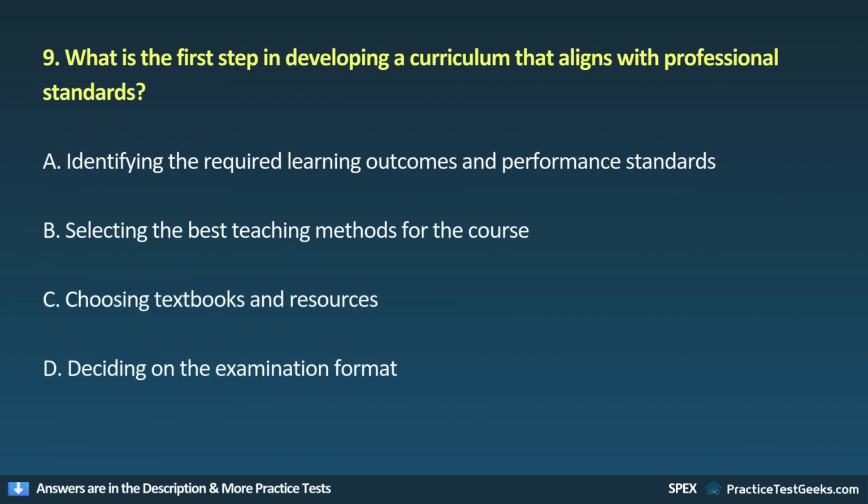9. What is the first step in developing a curriculum that aligns with professional standards? A. Identifying the required learning outcomes and performance standards. B. Selecting the best teaching methods for the course. C. Choosing textbooks and resources. D. Deciding on the examination format.